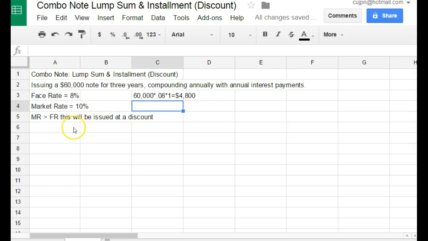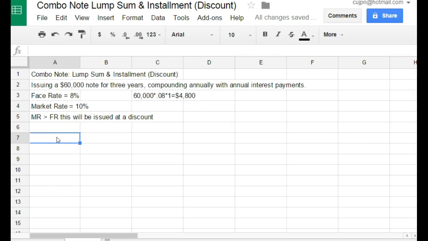Since the market rate is now coming in at 10%, when I go to issue this note, I'm not going to receive the full 60 because the market rate is greater than the face rate. Therefore, this note will be issued at a discount.